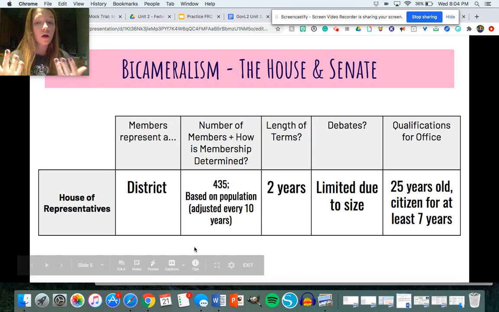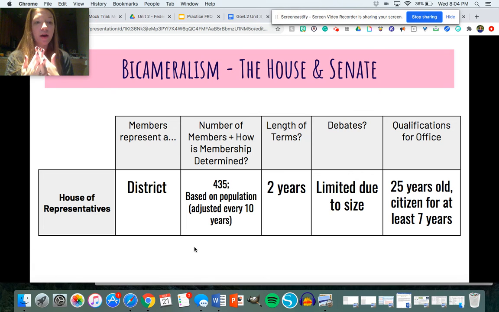But one thing to note about the House is that debates are limited because of the House's size. The House is huge. There are 435 people to get to talk about bills and potential laws. That would take forever if there weren't strict limits and guidelines on how to debate.